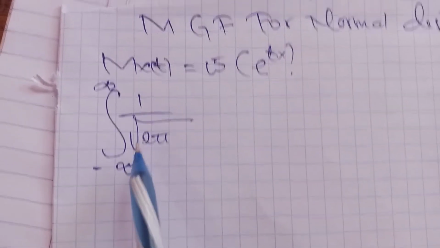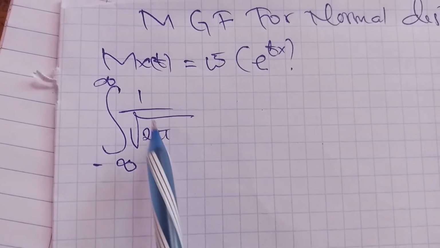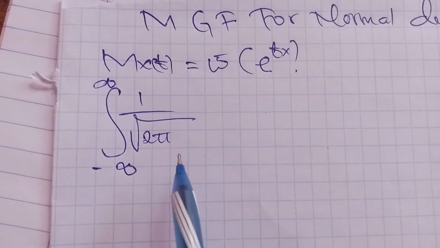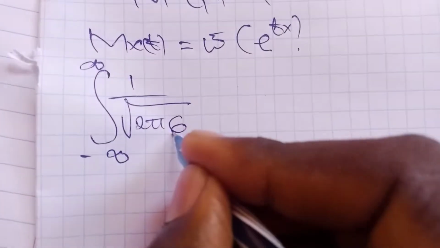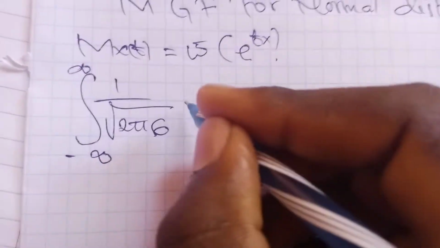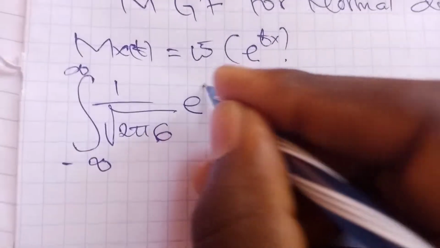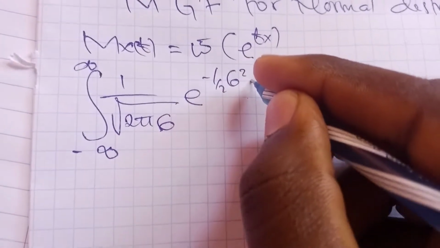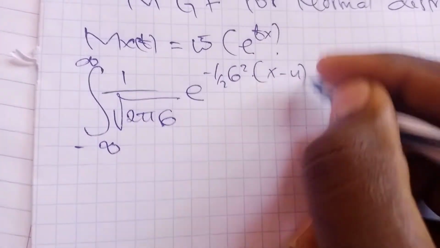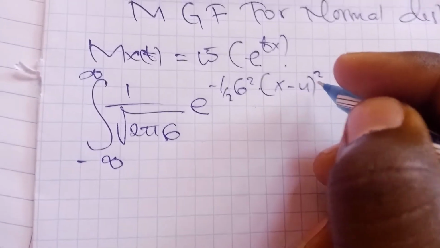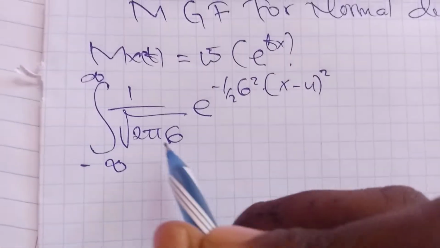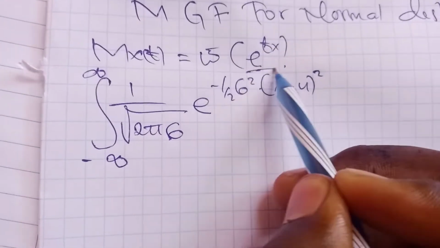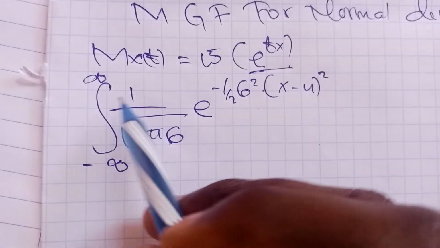The PDF of the normal distribution is written as 1 over root 2 pi sigma, exponential of negative half sigma squared (x minus u) squared. So you can introduce this e^(tX) into this equation here.